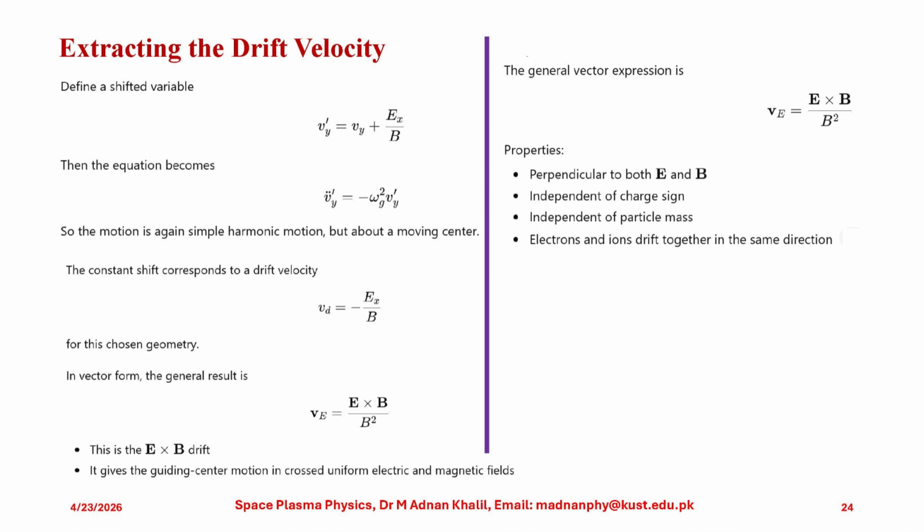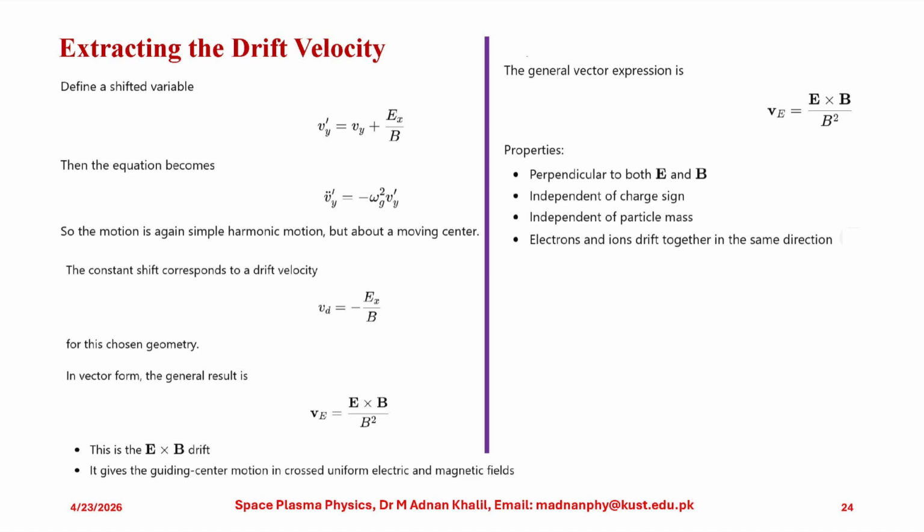The drift velocity is now extracted from the shifted oscillation. Define a new variable, vy prime, equal to vy plus Ex over B. Then the equation becomes vy prime double dot equals minus omega g squared vy prime. That is the usual harmonic oscillator equation again. So the motion is still circular in nature, but now centered around a moving guiding center.